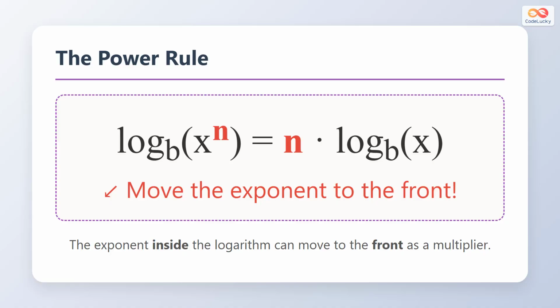Here is the power rule. It states that the logarithm of a number raised to an exponent is equal to that exponent multiplied by the logarithm of the number. Visually, you can think of it as taking the exponent n and moving it down to the front of the line.